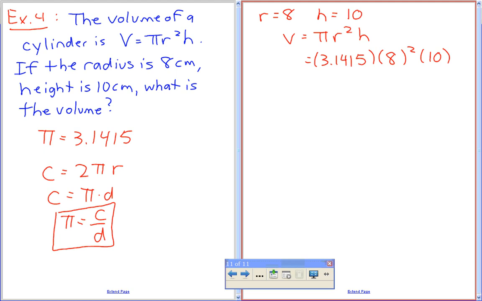Now, if you can't do this in one step on your calculator, some people have super calculators. You should be able to do this all in one step. I'm not kidding, that's a wonderful calculator you got there. If I was doing this on my old calculator from 1986, I would have to do bed math, so I'd have to do 8 squared first. I would do this in my calculator as 8 squared times 3.1415 and then times 10.